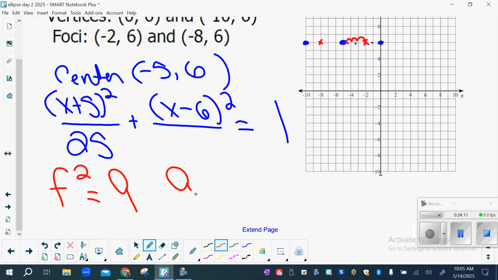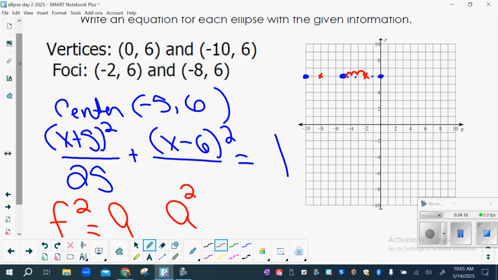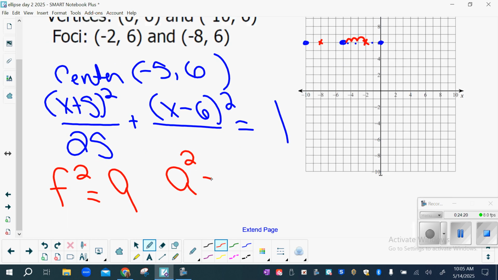Our a squared is our biggest number. How do I know it's the biggest one? Because it says vertex. That was 25. I'd like you with your neighbors to find b squared. Don't worry about square rooting. Just figure out what b squared is and put it right in that denominator. You keep it squared.